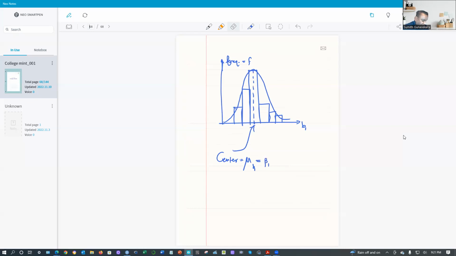Population slope. Population slope is unavailable. You can use one of the B1s. What's the best B1 you can use? Observed B1. You observe B1 based on your sample. Yes. How about the spread? Do you have any idea about the spread? This is sampling. Distribution of B1. Sampling distribution of B1.